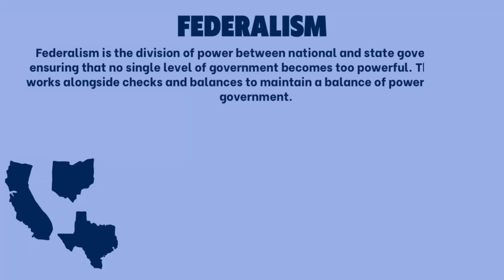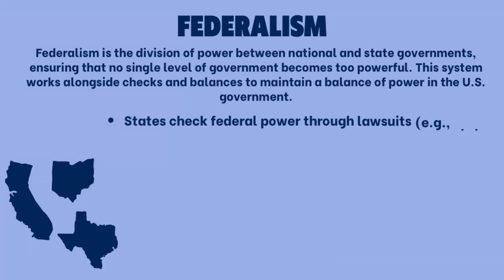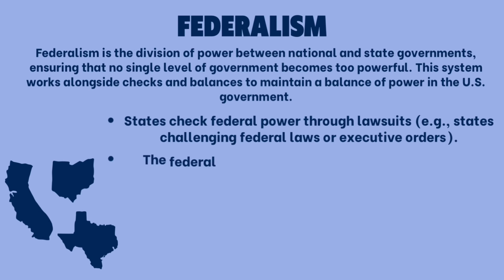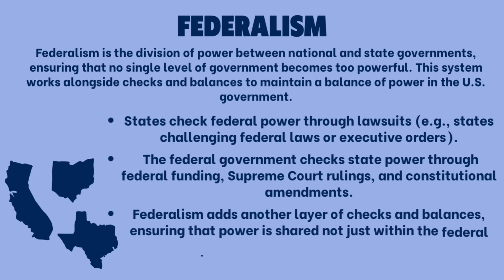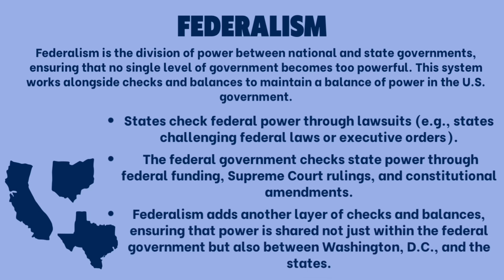Now let's talk a little bit about federalism. I know we already went over this topic on Friday, but federalism, the division of power between national government and state governments, acts as an additional layer of checks and balances. While the 3 branches of the national government check each other, federalism ensures that state governments also have a voice and that power isn't overly centralized. When state laws conflict with federal laws, the courts step in, reinforcing our balanced system of governance.